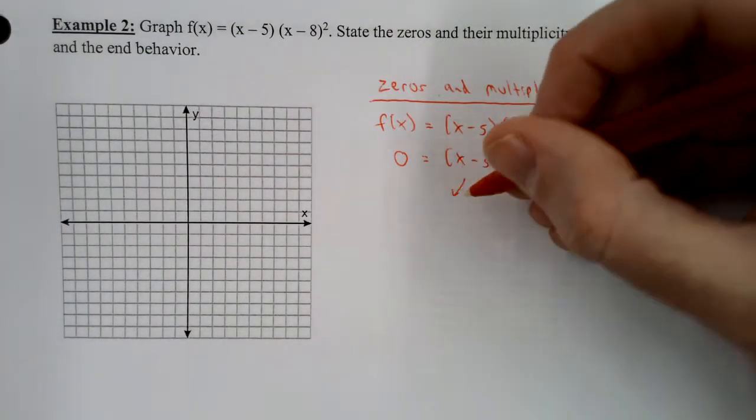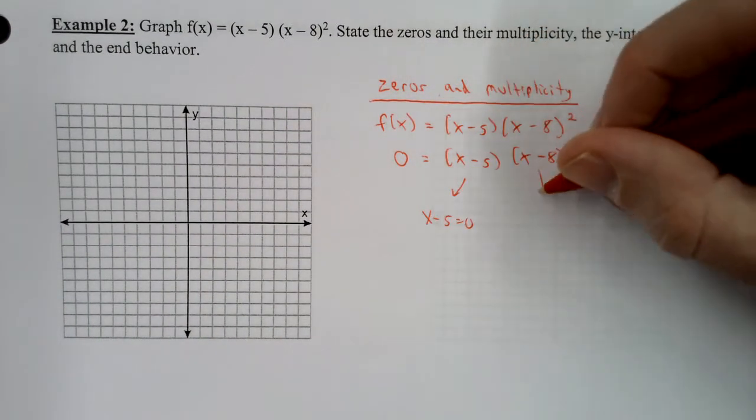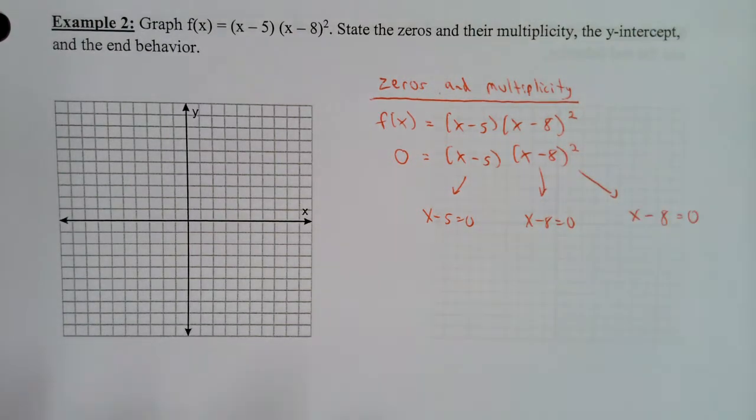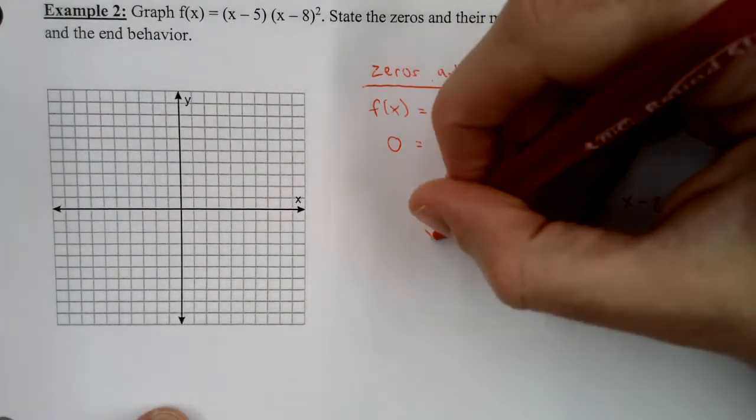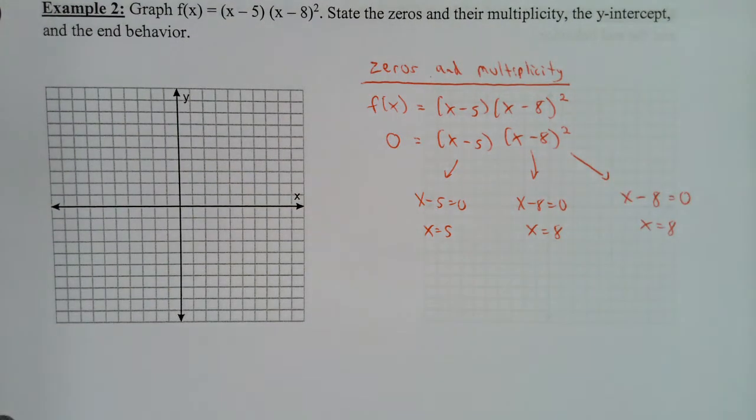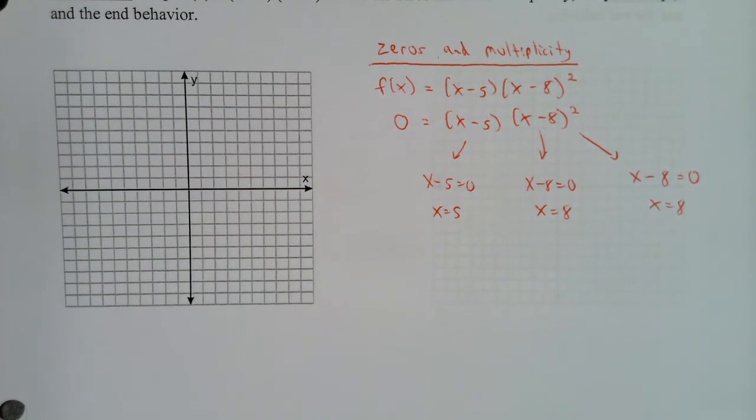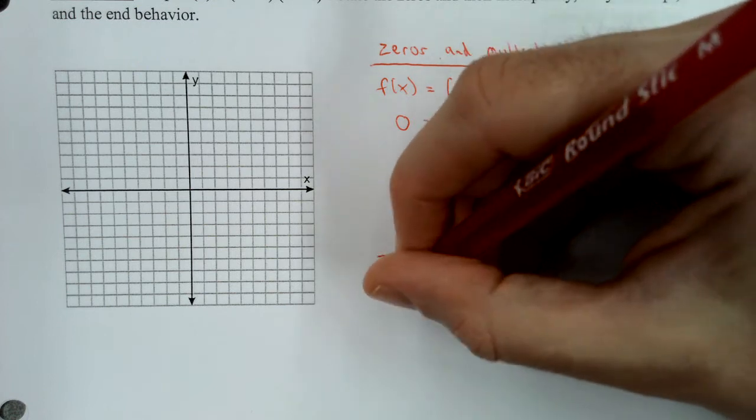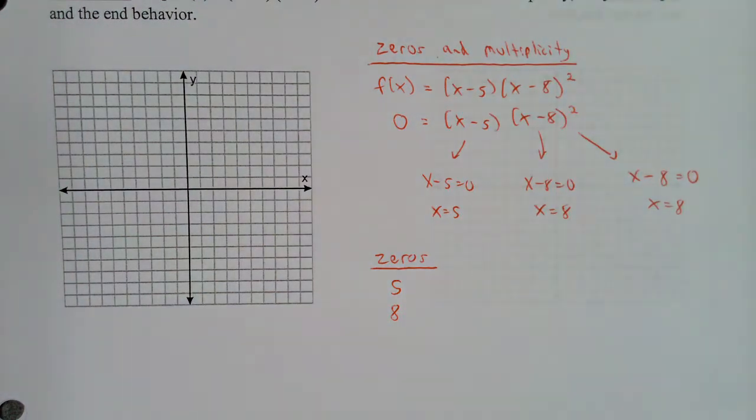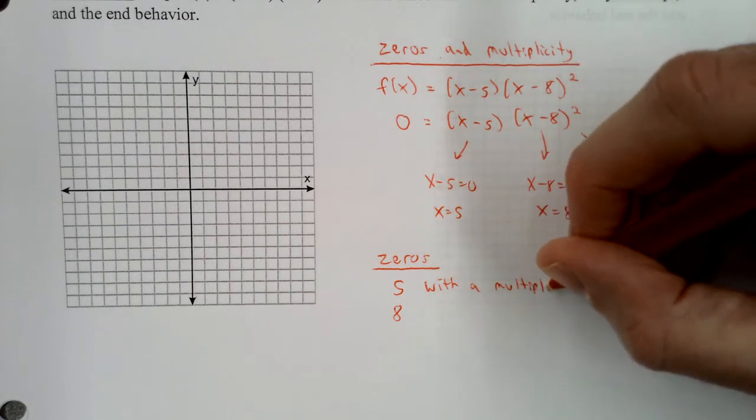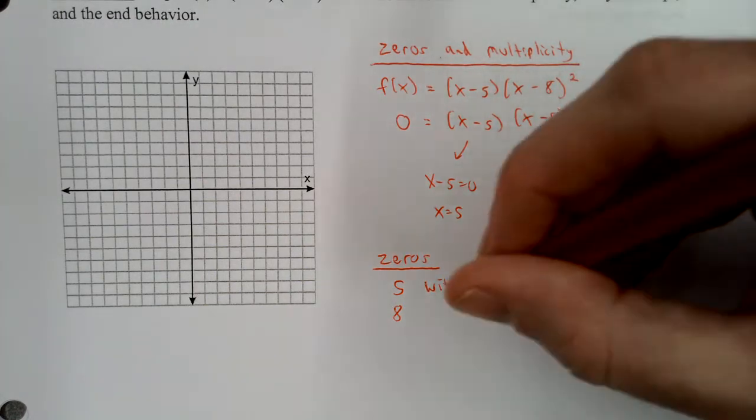x minus 5 equals 0, and x minus 8 equals 0, and then do it again. x equals 5, x equals 8, x equals 8. So my zeros will be 5, and then 8. And let's state the multiplicity of each because it's said to in the directions. 5 with the multiplicity of 1, and 8 with the multiplicity of 2.